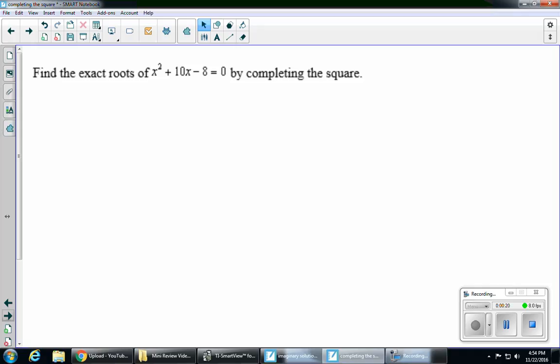In this case, the question is telling us to use this method. It won't always do that, but whenever you see simplest radical form, that's going to tell you to either use the quadratic formula or completing the square.